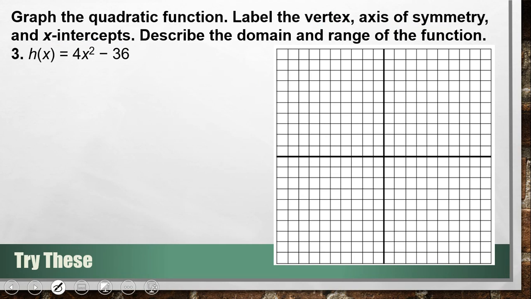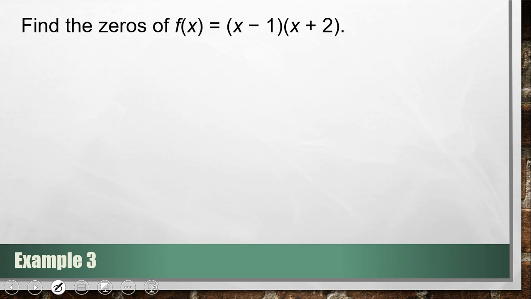Another one, this would be a difference of squares one, like we did before. You'd have to start by factoring out that 4, and then go from there. Let's look here. Find the zeros. Zeros are just another word for the x-intercepts. So when you see the words x-intercepts, or zeros, or roots, or solutions, it's all the same thing.